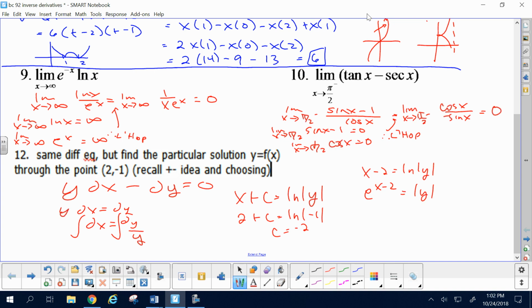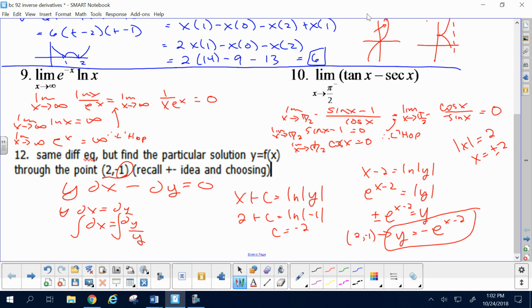If we exponentiate, e to the x minus 2 equals the absolute value of y. The absolute value does not go away as much as you might want it to. When you dump absolute value, generally speaking, you say if the absolute value is removed, we must consider it could have been positive or negative to begin with. So y is positive or negative e to the x minus 2, and I choose based on the initial condition. The only way I'm going to get a -1 is if y is defined as the negative branch of the function. So based on 2, -1, y must be negative e to the x minus 2.